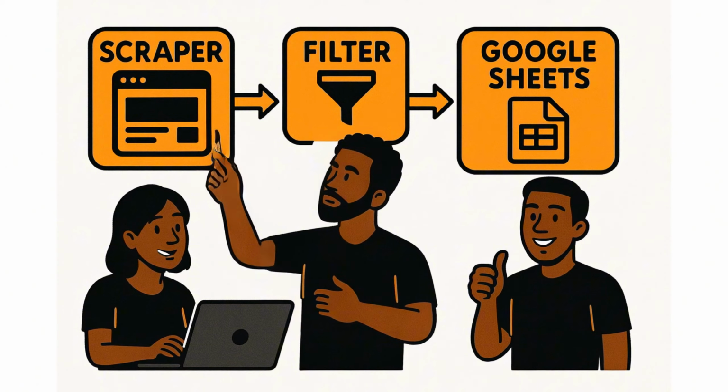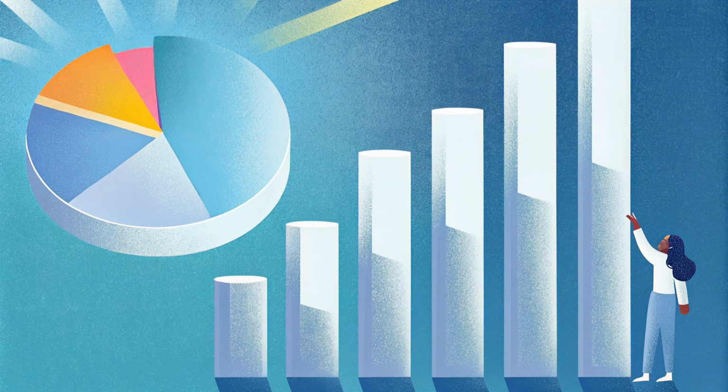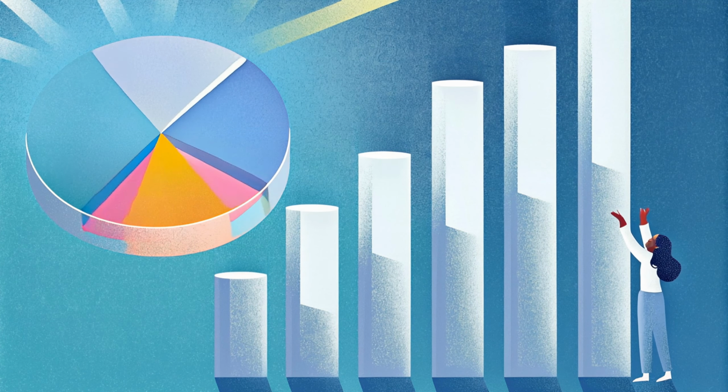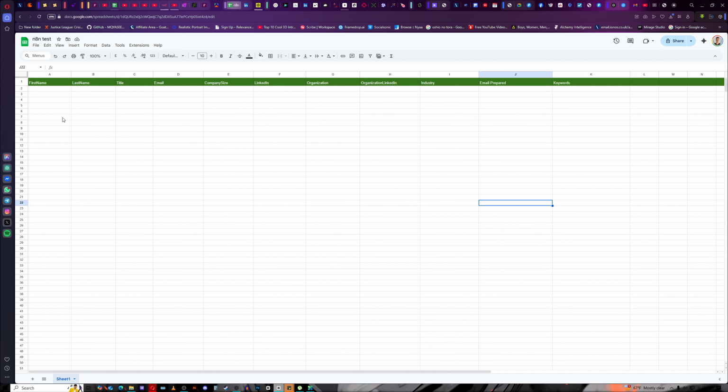What we're doing. Step 1, source targeted leads. Step 2, generate a tailored email for every lead based on their data. Step 1, lead sourcing, finding the right people.